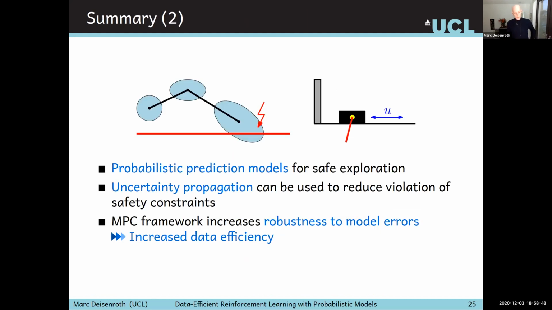So the summary for this part is that I wanted to motivate that probabilistic prediction models are important for safe exploration, and we can use uncertainty propagation to reduce the violation of safety constraints. But also, one of the things that I think came across here was that using a model predictive control framework increases the robustness to model errors and leads to increased data efficiency.